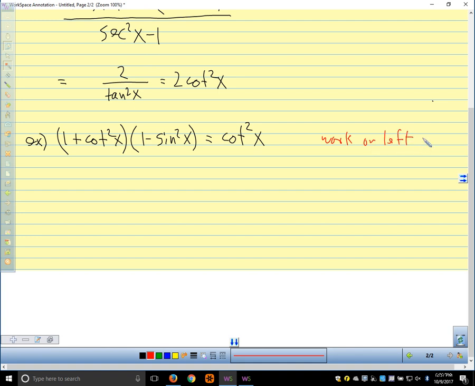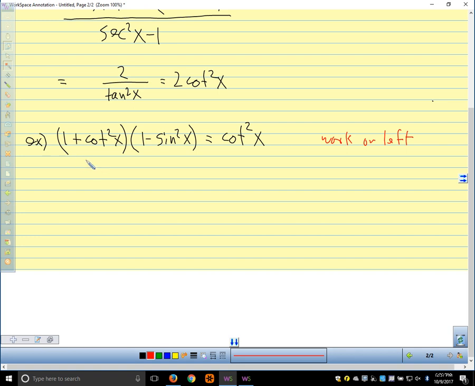Now we could distribute, we could multiply these out. I kind of don't like that because we end up with a cotangent squared times a sine squared, and that seems like it's going to get messy. But I have 1s and cotangent squared, a 1 and a sine squared. When I see those things together, I should think Pythagorean identity.